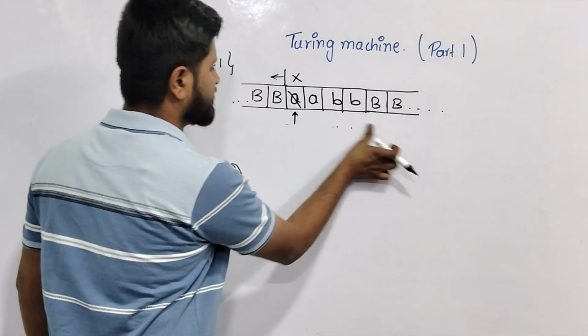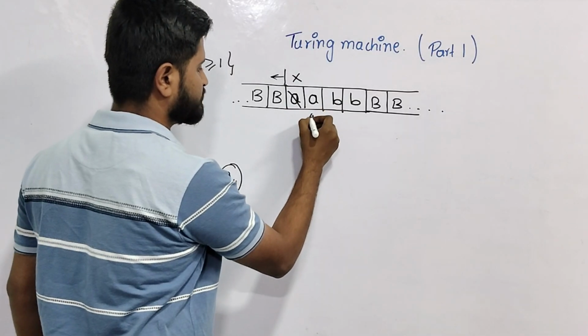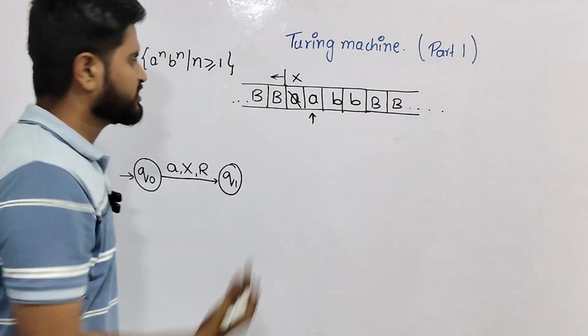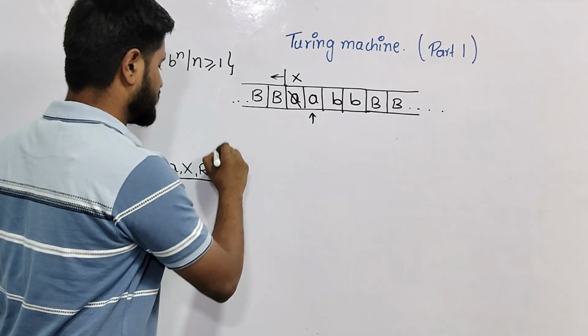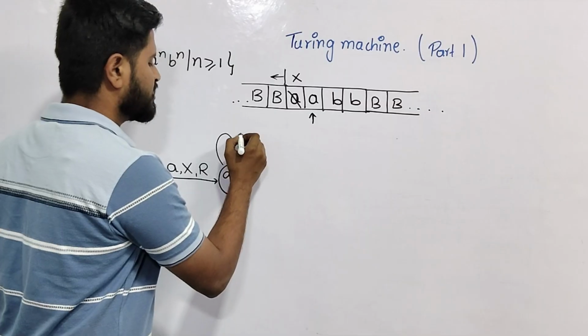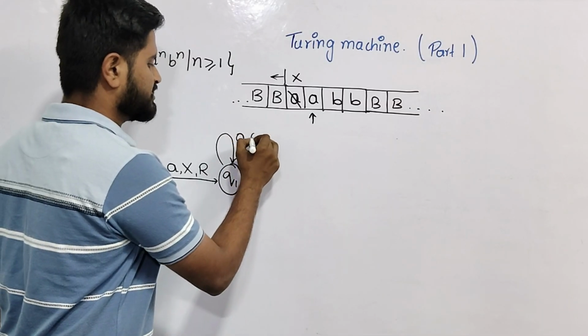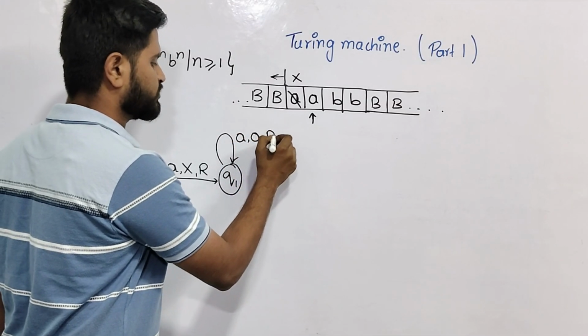So now my read write head will move towards the right side because the command has been given to move to the right side. Now I again approached a. So here what I will be doing is, I will be giving the self loop, that is when I approach a again, I will write a as it is and move towards the right side.